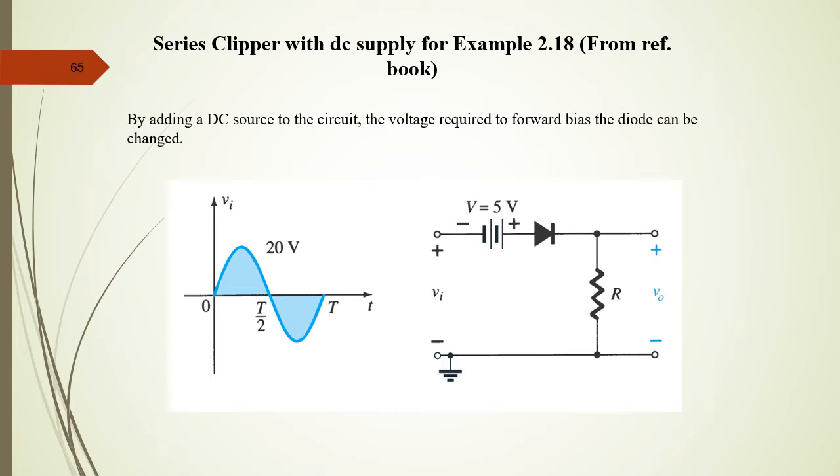For an example, if we have a sinusoidal waveform here, and the maximum value is 20 volt AC. Remember, this is the AC supply, the AC input, and this is the DC supply, 5 volt DC. By adding a DC source to the circuit, the voltage required to forward bias the diode can be changed. So as long as we change the value of V, we can change the boundary, the transition level to forward bias the diode.